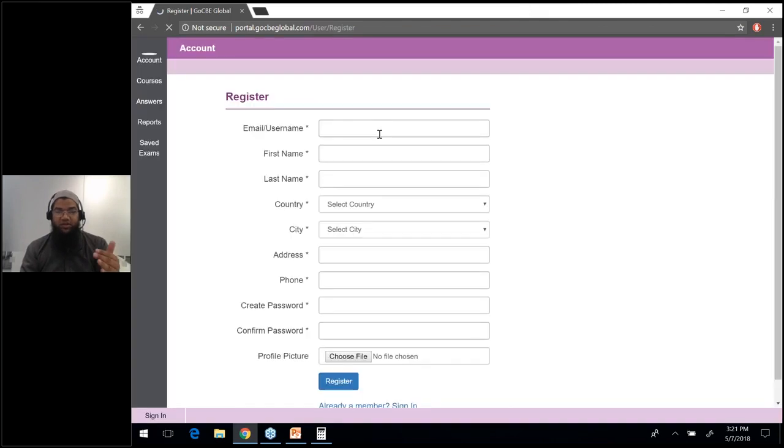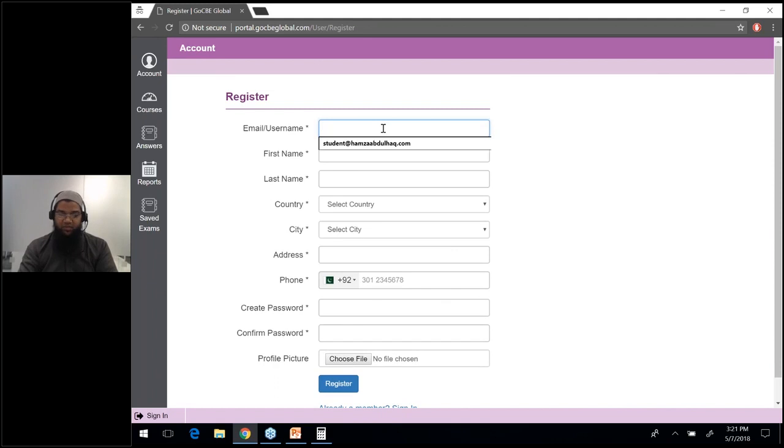So now this is a registration page, and I am using my email address hamzaabdullah@gmail.com and my first name, my last name, my country, my city. No need to write the address, and my contact number.